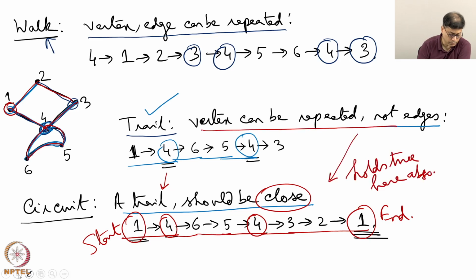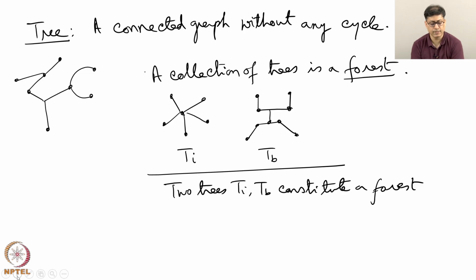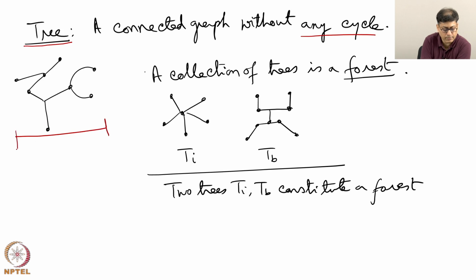Okay. Now, we see the definition of a tree: a connected graph without any cycle. Here is a graph and you cannot establish a cycle. That means starting from a vertex, you move through edges going to another vertex, and finally coming back to the same vertex without repeating an edge is not possible.